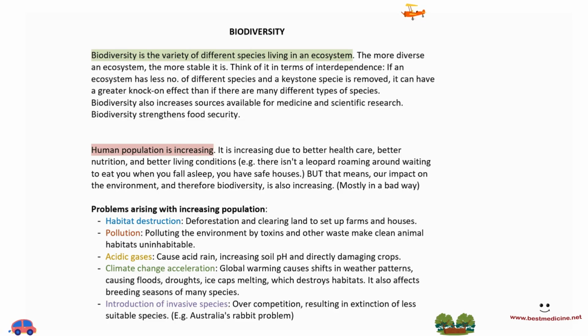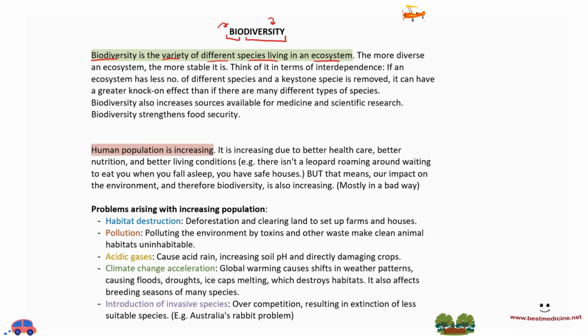In this lesson, we're going to be talking about biodiversity. Bio means organisms, and diversity comes from differences, variability. So, differences or variability in species in organisms. Therefore, biodiversity is the variety of different species living in an ecosystem. Now, the more diverse an ecosystem is, the more stable it is. That's why biodiversity is important.